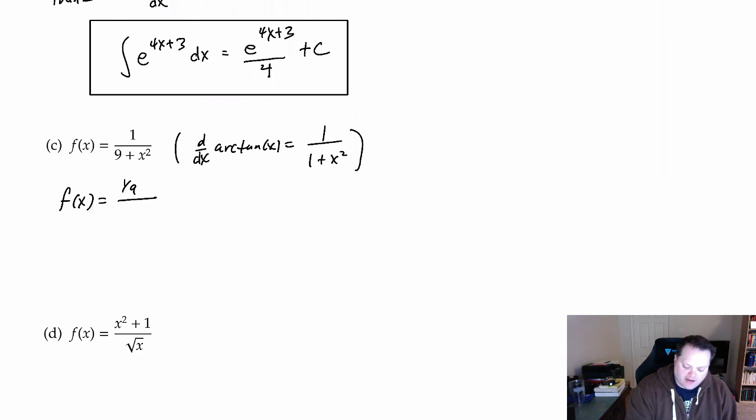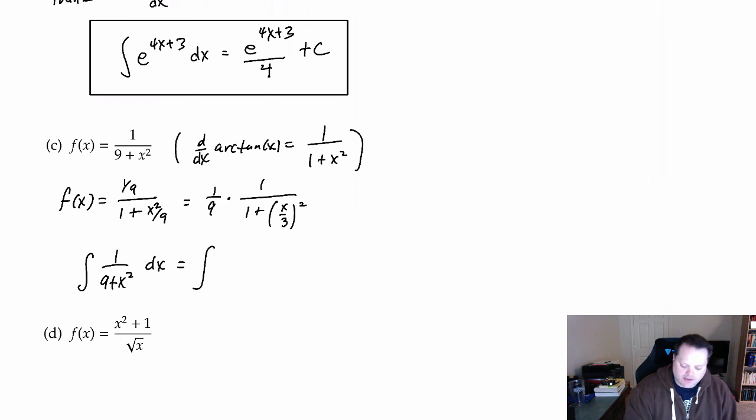It's 1/9 divided by 1 plus x squared over 9, which is 1/9 times 1 over 1 plus, the 9 is really 3 squared, so I can write this as x over 3 squared. So I'm looking at this function, and this function has the form 1 over 1 plus something squared, just like this is. So I know that the antiderivative of this function is the antiderivative of this function, because algebraically they're the same.